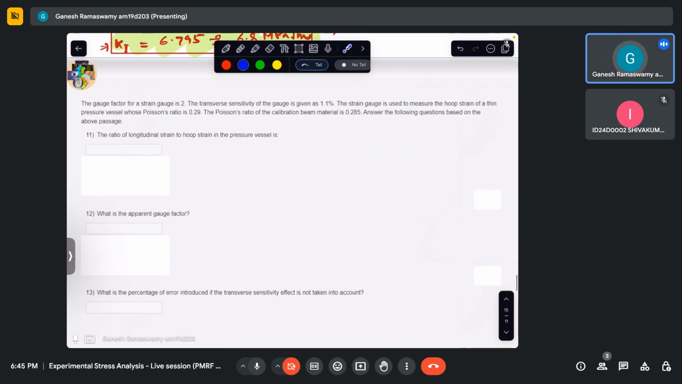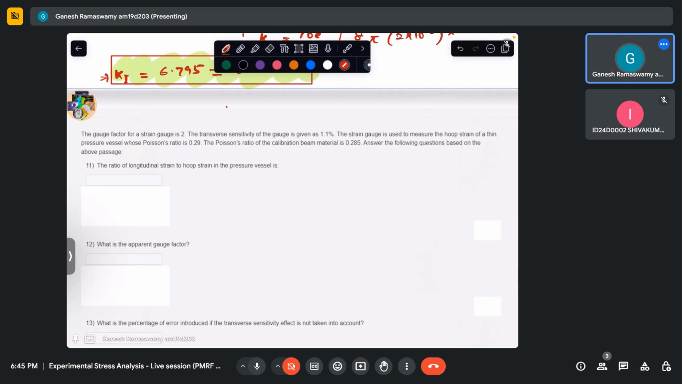Let us look at another similar application, but this time we are not going for a much more complex problem as we saw with a crack. So here we can also try to derive this from first principles. This question says that the gauge factor of a strain gauge is 2. So SG is 2, which is given in the question. The transverse sensitivity of the gauge is given as 1.1%. So KT, which is ST by SA, is 1.1%.